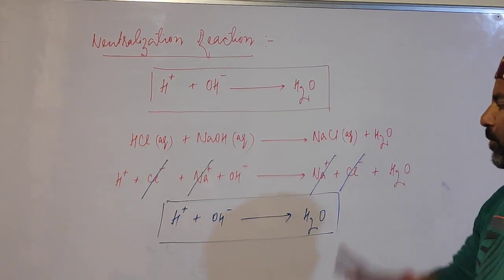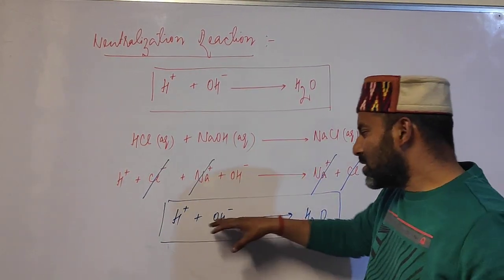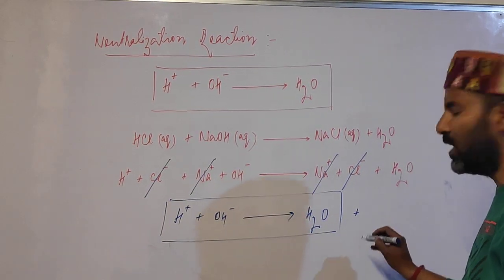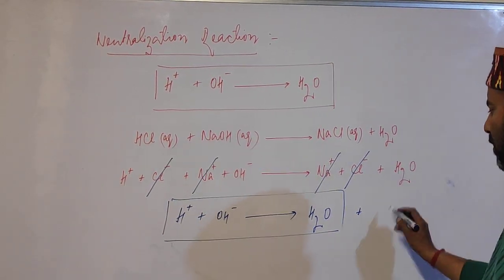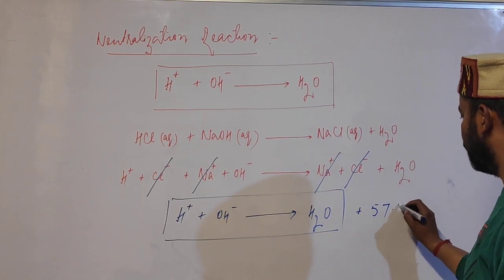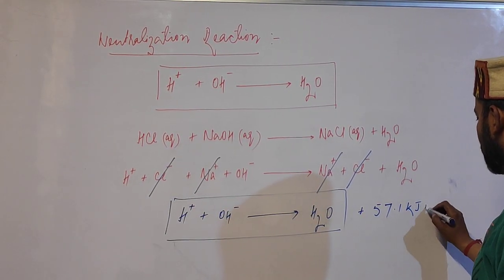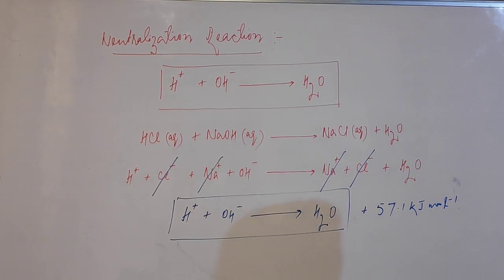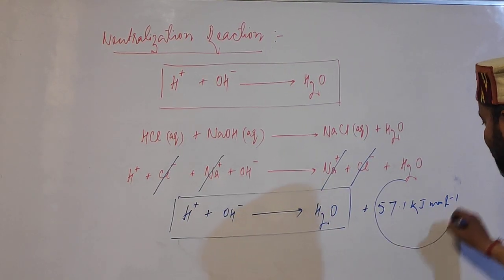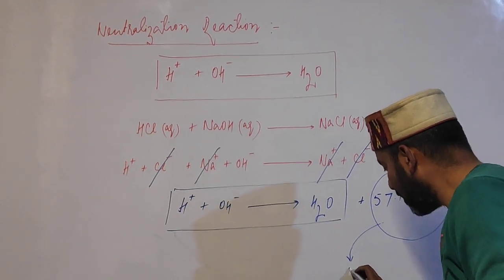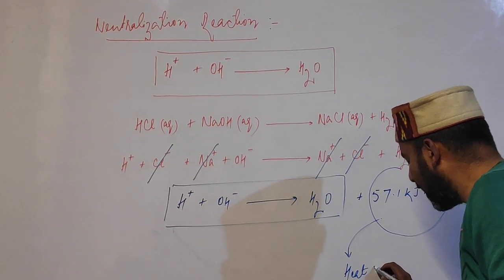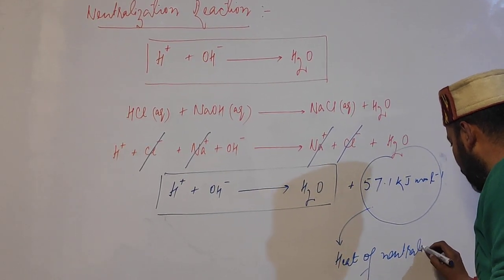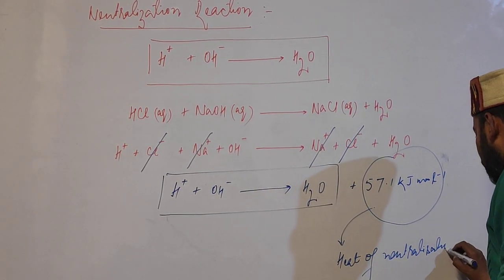Now a very important thing, students: whenever this neutralization process occurs, a certain amount of heat is released. For example, generally we say 57.1 kilojoules per mole of heat is released upon neutralization reaction. So this heat is called heat of neutralization, or enthalpy of neutralization.